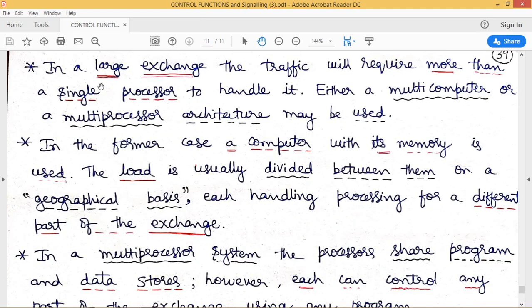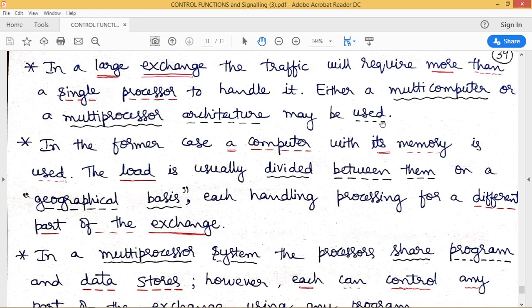In case of large exchanges, the traffic will be large, so we need a larger number of processors to handle the large traffic. Either we can make use of a multi-computer architecture inside an SPC exchange, or we can make use of a multiprocessor architecture.